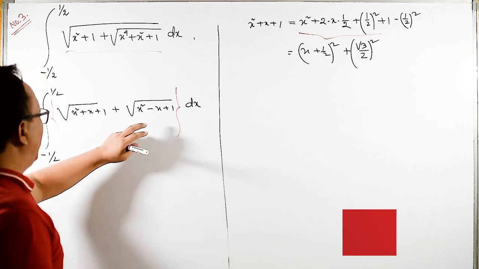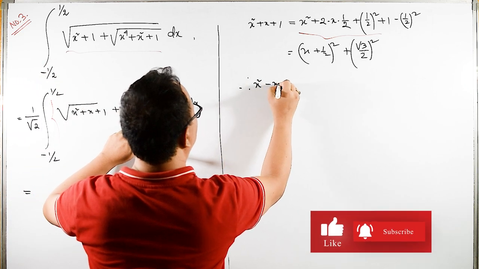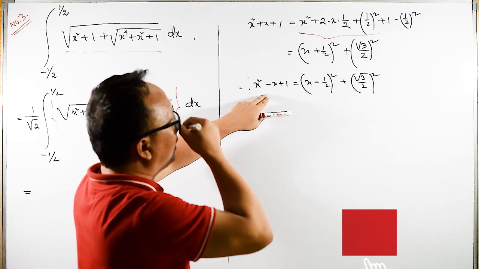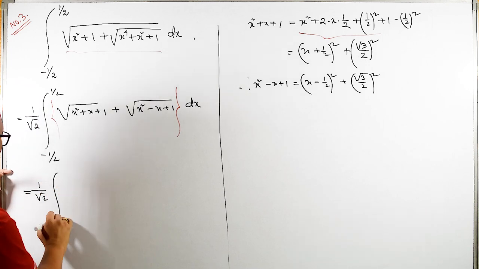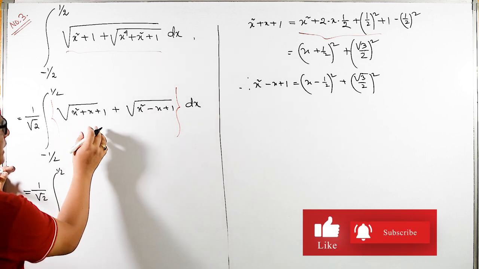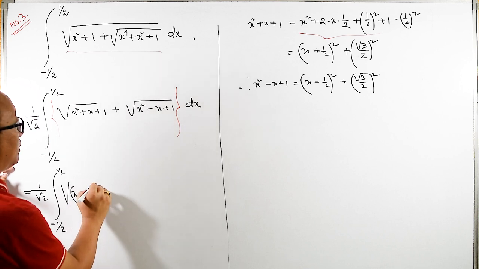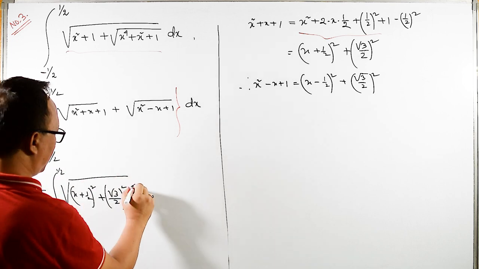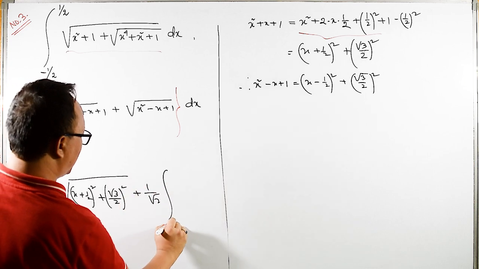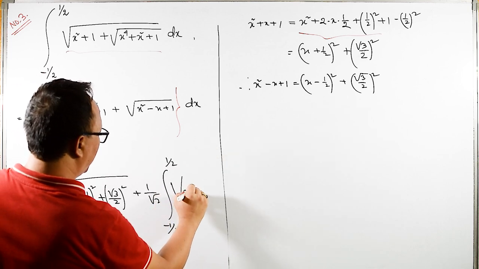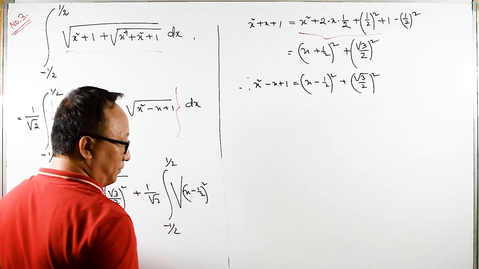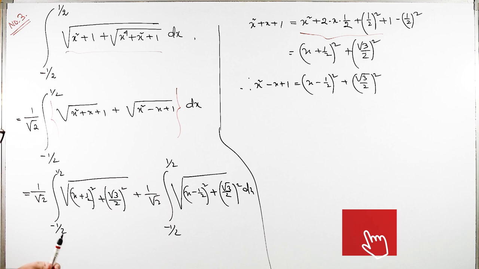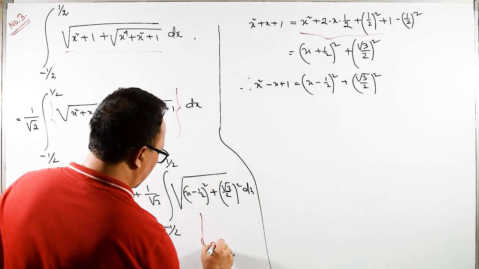Now similarly, x square minus x plus 1 will be x minus half the whole square plus root 3 by 2 the whole square. Here only minus will come over here. Therefore, 1 by root 2 integral from minus half to half of the square root of (x plus half) the whole square plus (root 3 by 2) the whole square, and then plus, I am separating, 1 by root 2 integral from minus half to half of the square root of (x minus half) the whole square plus (root 3 by 2) the whole square, into dx. Now let's call this I1 and this I2.